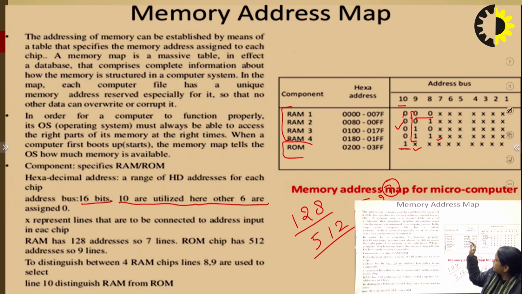So in this way we can draw the memory address map also. This is known as a memory address map, where we will define each and every address, and after that we have 6 other unused address lines, which are not used. If we increase the memory size, then these lines can also be used.